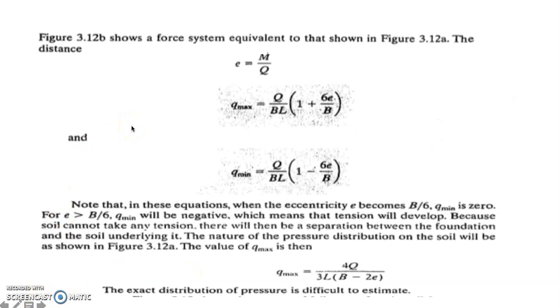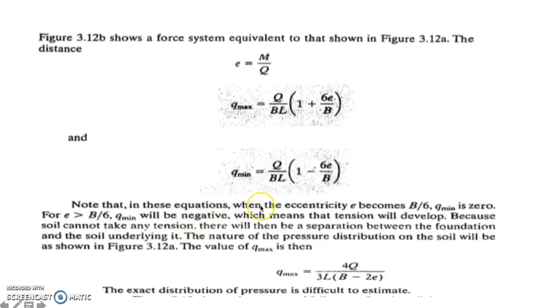Based on the figure, it shows a force equivalent to that shown in the previous figure, Figures 3.12a and 3.12b. You are given this equation for the computation of eccentricity, which is e equal to the moment over the applied load. So you can have this expression to get the maximum pressure and the minimum pressure.